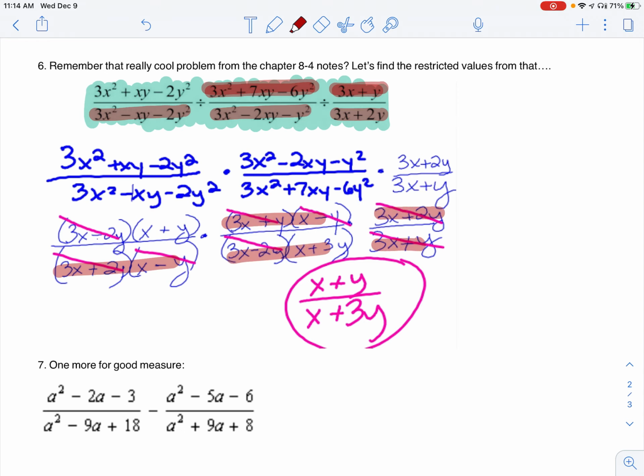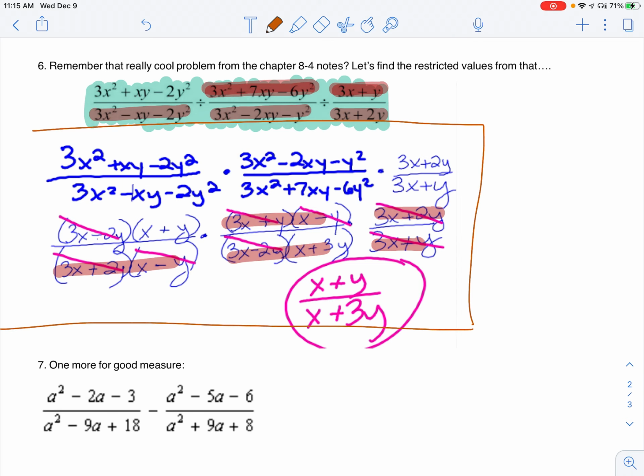Now, everything I wrote here is from me solving this for you in the chapter 8 notes. I just took a screenshot of the answers. So now what we need to do is find restricted values. The only ones that we don't have a restricted value for are these two because those never exist in the denominator. So the final answer to this problem is x plus y over x plus 3y. However, there's a lot of restricted values. So what I'm going to do is count them. I'm going to have 1, 2, 3, 4, 5, 6, 7, 8 restricted values. However, we don't need to double up on any that are doubles.